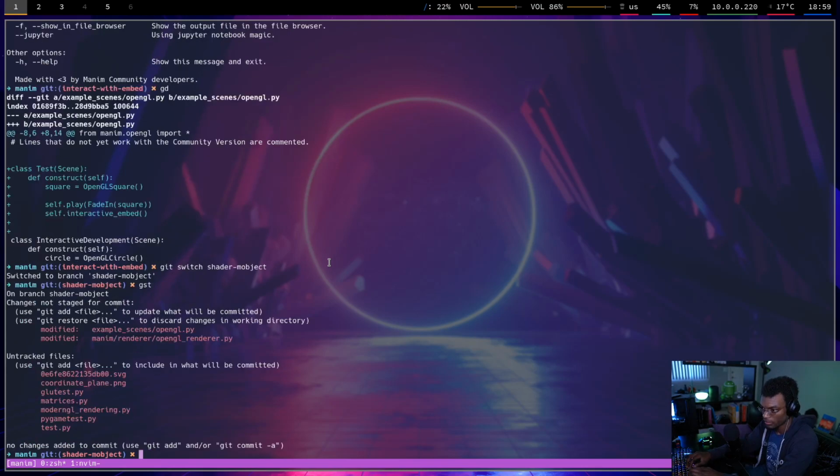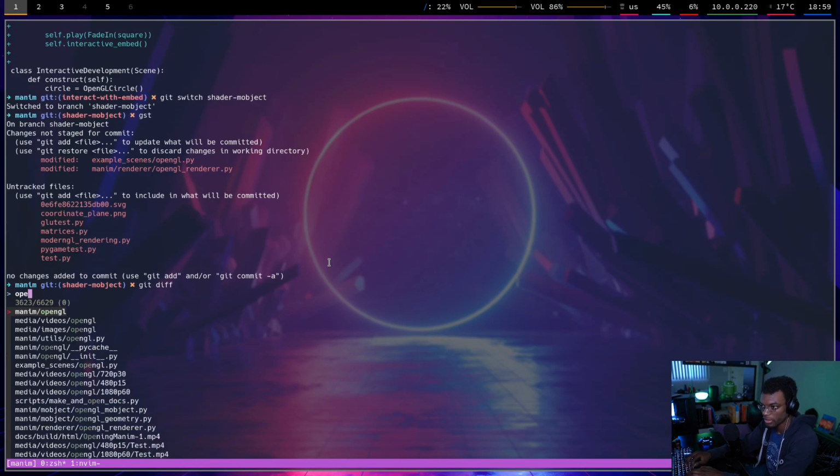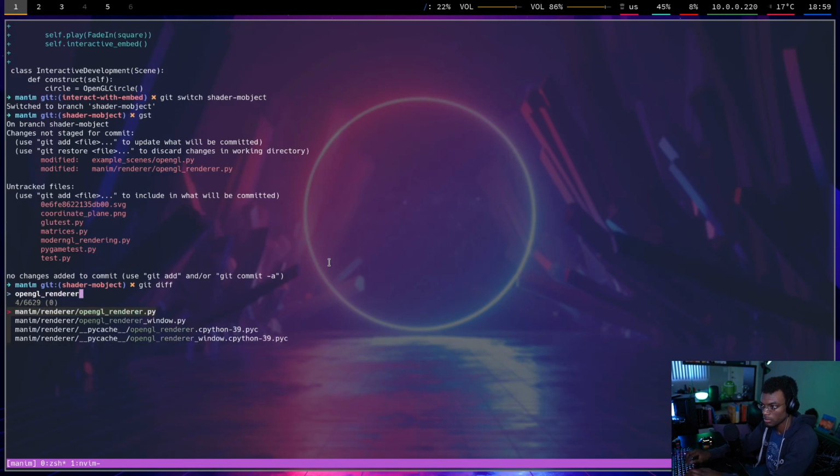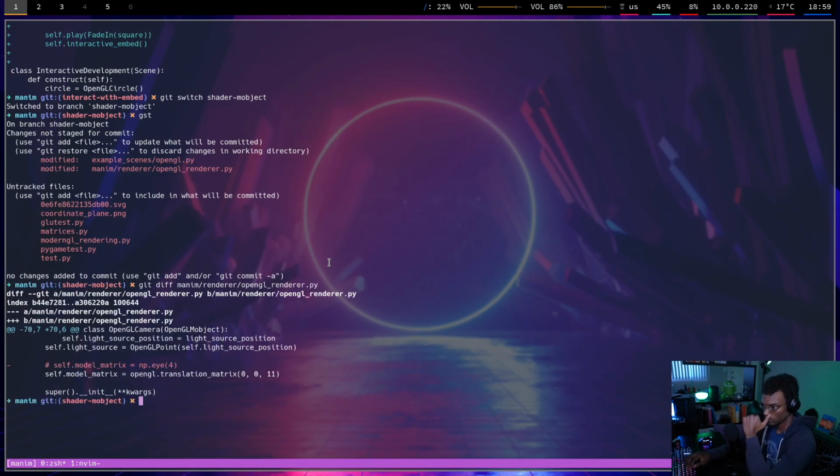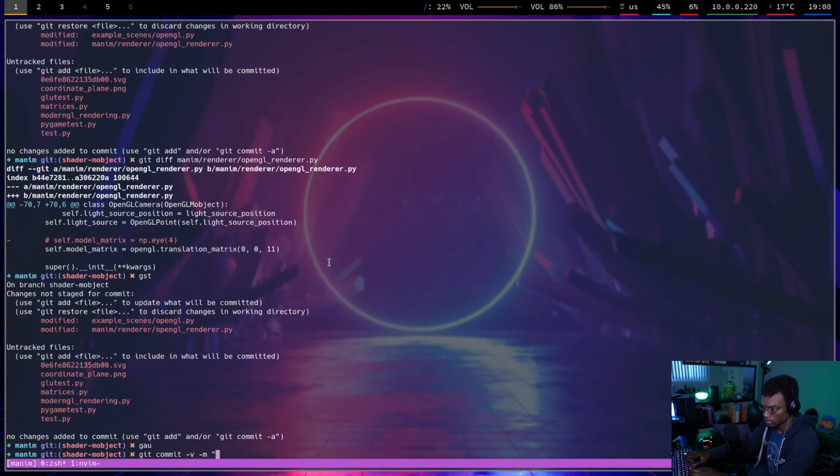Commit this stuff. I wonder what change I made to the OpenGL render. Just remove that line. Let's say OrbitControls. Working.